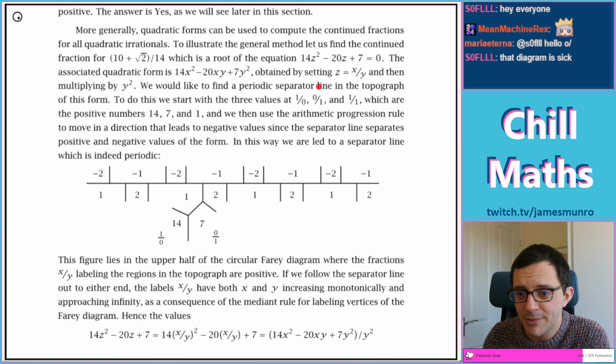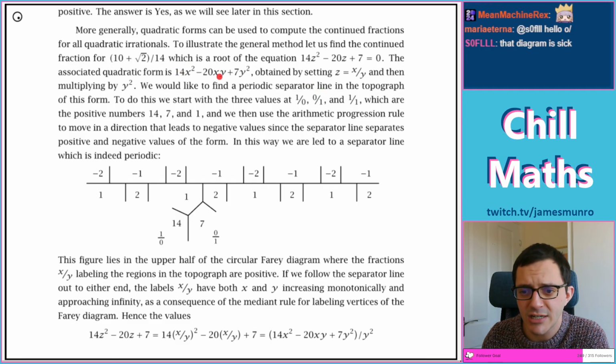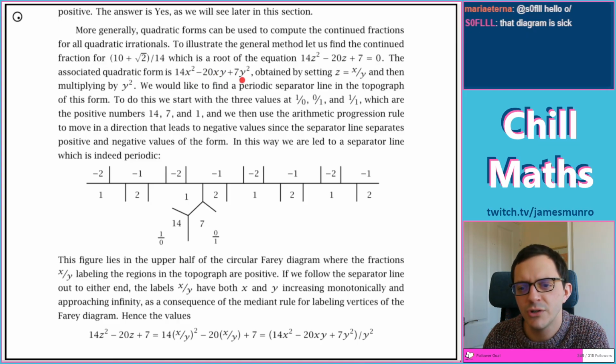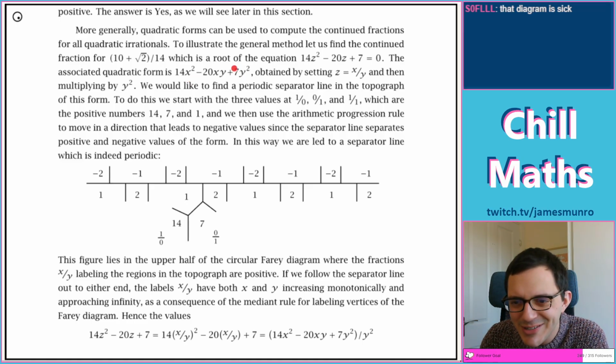Right, so we're going to find what they're calling a periodic separator line, which is a line between cases where you get positive values and cases where you get negative values for your quadratic form. It's not obvious where you're going to get either of those, is it? So if you put in 1, 1, then you get positive 1. Let me guess again. If I put in 1, 2, then I get... Oh my goodness, I don't want to calculate that.